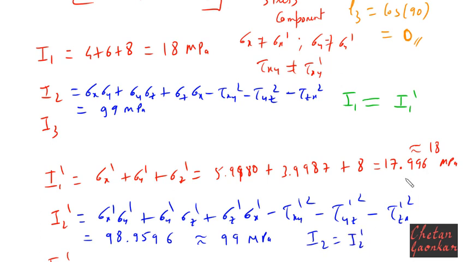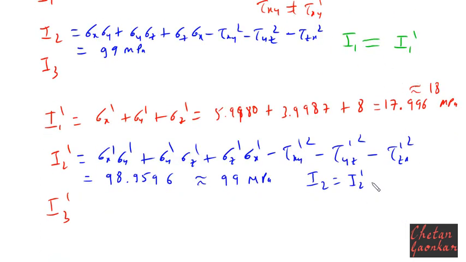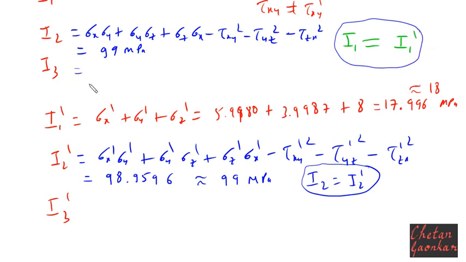This is what we know. This invariant should be equal irrespective of the frame of reference, right? This invariant has to be equal irrespective of the frame of reference. But here what we are doing, basically, is just verifying them.